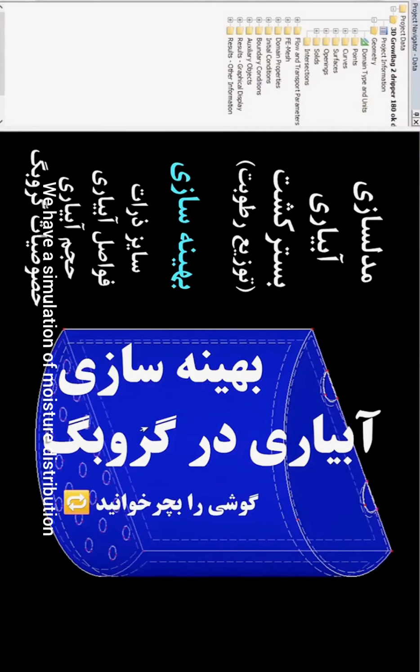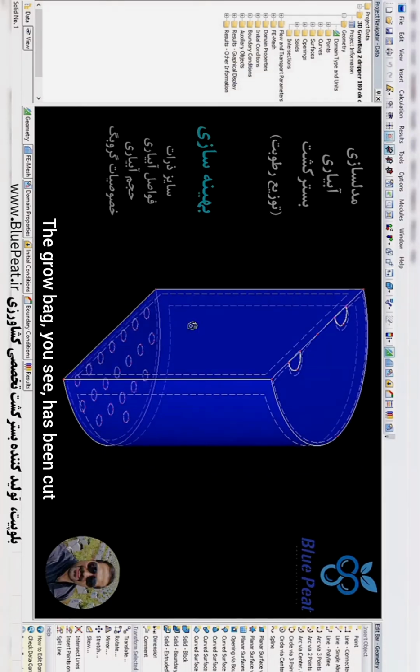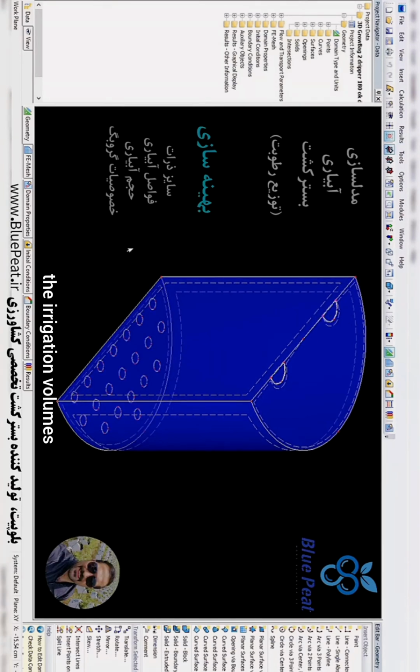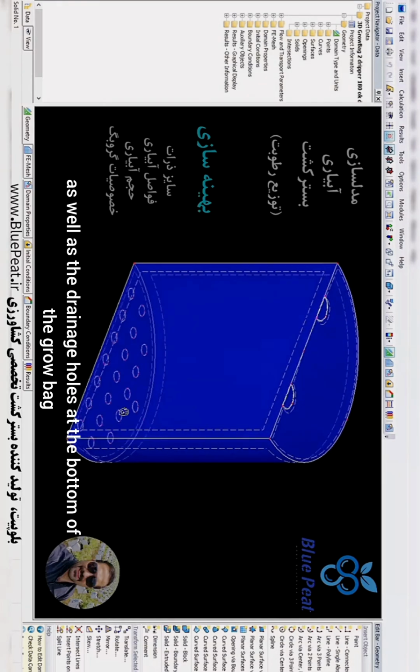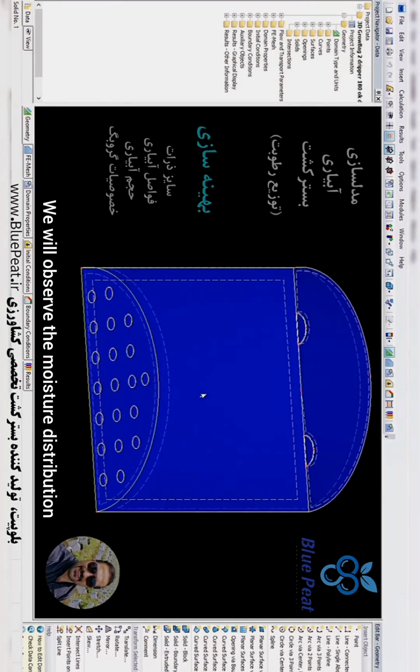We have a simulation of moisture distribution in a standing grow bag, a model we typically use for blueberries. The grow bag you see has been cut, and from this internal cross-section, we can clearly see the moisture distribution that occurs from our drippers, the irrigation volumes and times we set for it, as well as the drainage holes at the bottom of the grow bag. We will observe the moisture distribution.